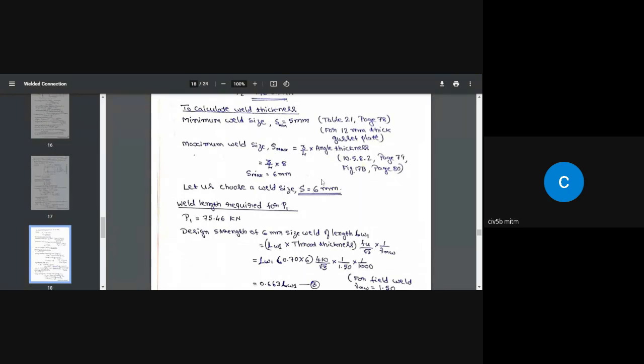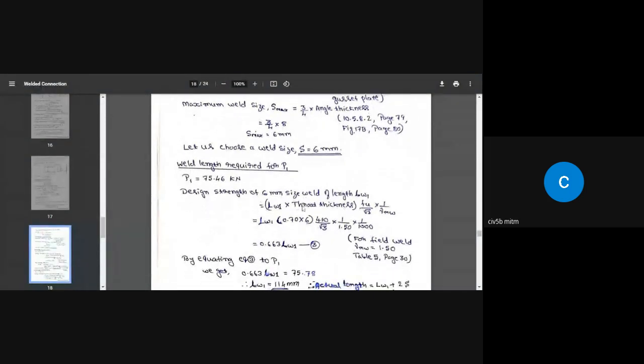So here I have chosen 6 millimeter. If you want to choose 5 millimeter, go ahead and find it. Put 5 millimeter, and you may need a little bit longer length of the weld. So here I have chosen 6 millimeter as the size of the weld.